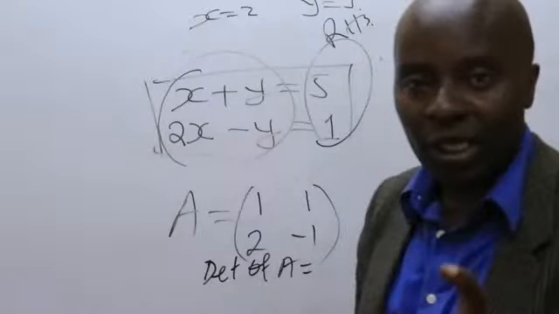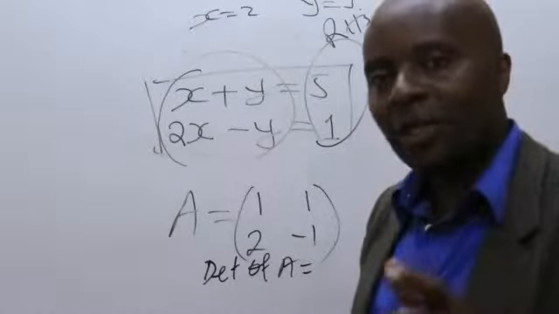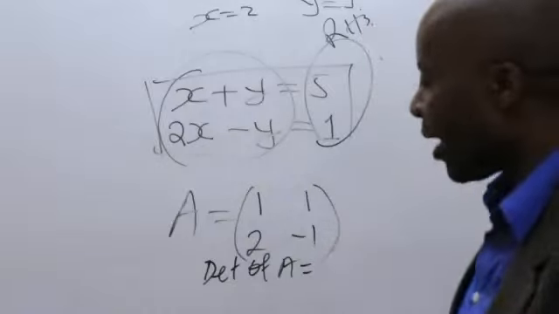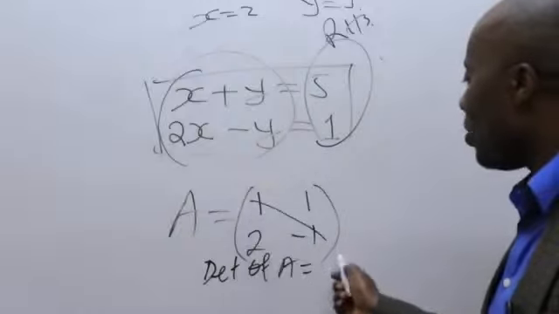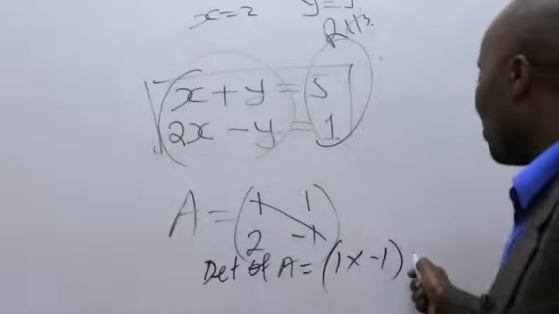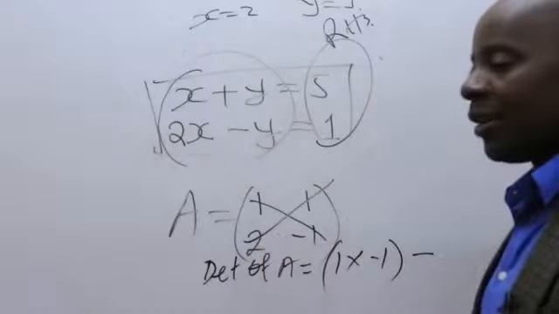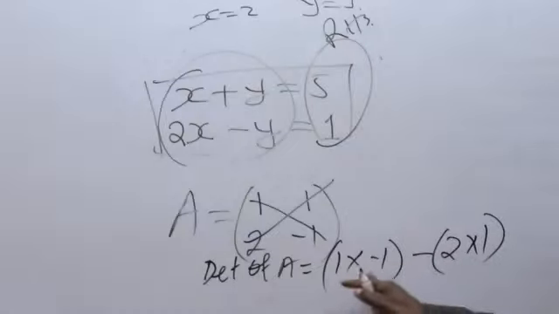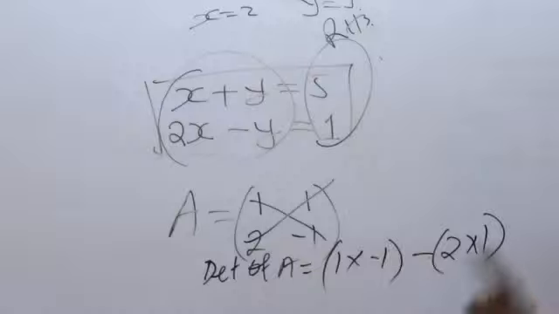It's very easy. To get the determinant here, I need to take the product of primary diagonal minus product of secondary diagonal. So product of primary, we have 1 times minus 1. Minus product of secondary. Product means you're multiplying. So 2 times 1. Please, you can avoid brackets here for the primaries, but secondary, you must always put brackets. So could you kindly give me this figure?